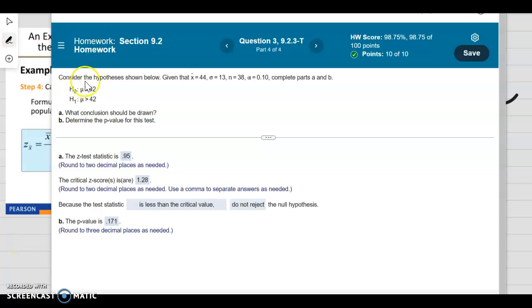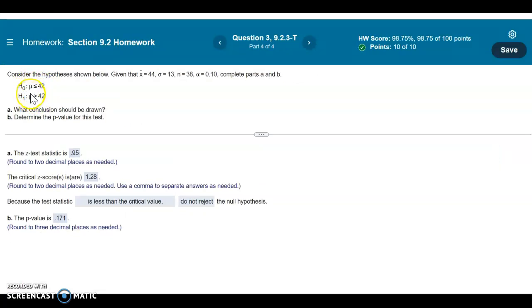Okay, so here it says consider the hypothesis shown below. So here's your hypothesis. The null is that the mean is less than or equal to 42, and the alternate hypothesis is that the mean is greater than 42. So your null hypothesis will always have an equal to sign in it, and we're making an assumption about the population. So here we're making an assumption about the population mean.